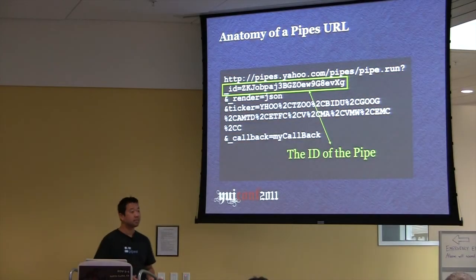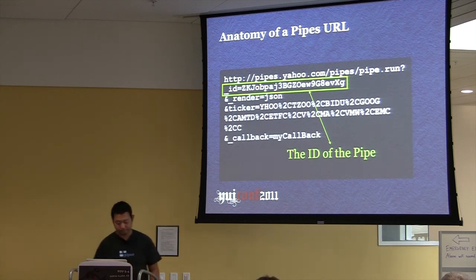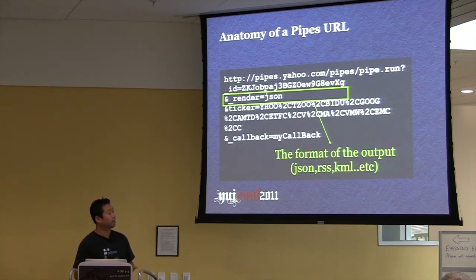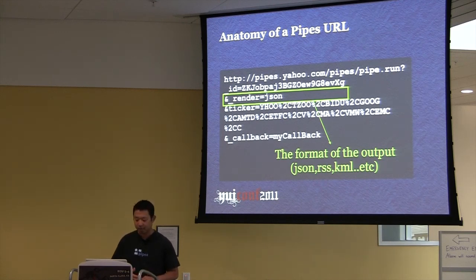And when I copy and paste it, it looks like this. Underscore ID has the ID of the pipe. It's unique. Underscore render equals JSON means that I'm going to get JSON output. If I substitute that with RSS or KML, that's the type of output I would get.